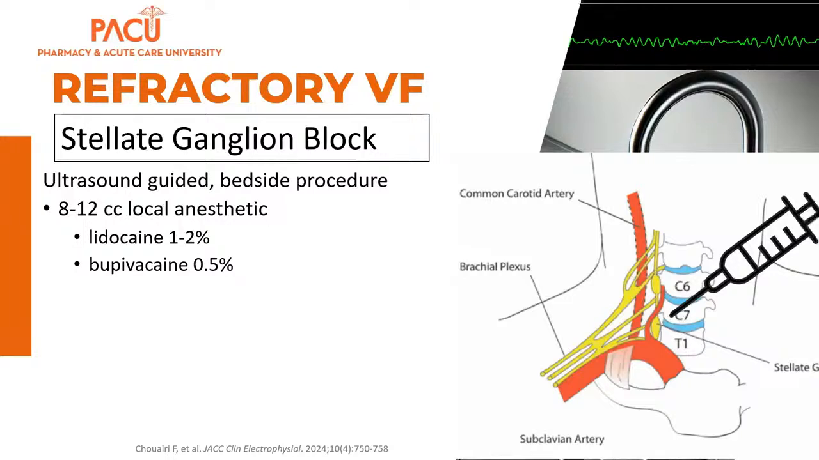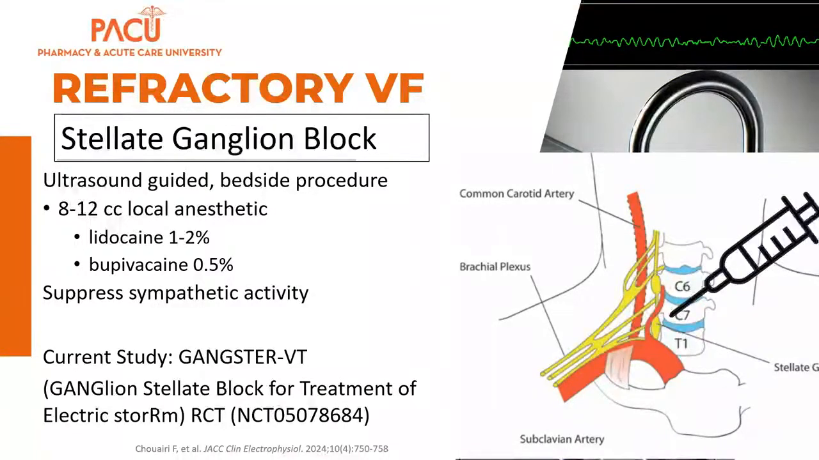The proposed dose is to administer somewhere around 10 cc's of lidocaine or bupivacaine. The idea essentially is that you block the nerve transmission that innervates the heart and delivers epinephrine to the heart, which is going wildly out of control in electrical storm. So we want to block the catecholamines that are causing this VTAC or VFib. Again, this is for refractory VFib. And this is super cool. The current study enrolling patients right now is called the Gangster VT study, ganglion stellate block for the treatment of electrical storm.